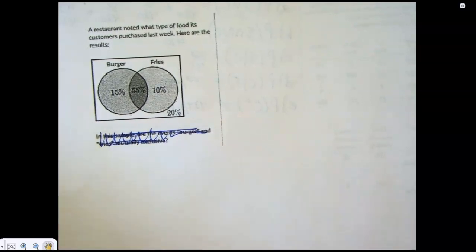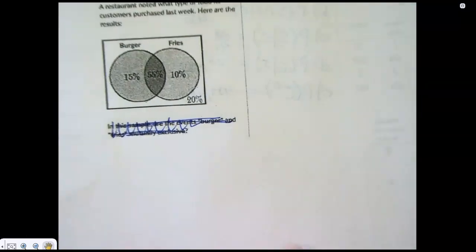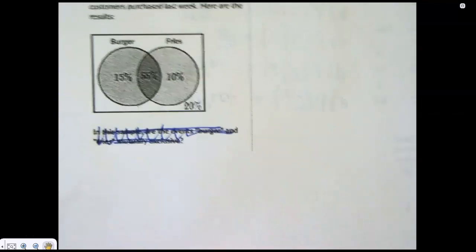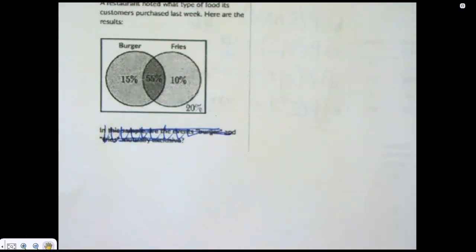So, have you guys seen Venn diagrams before? Do you know what this is? Brand new, or just like I've seen it? I've seen it. So, what this means, just to talk through it.